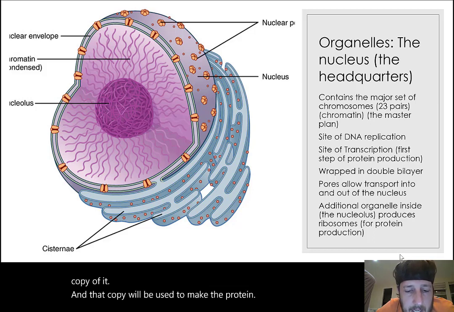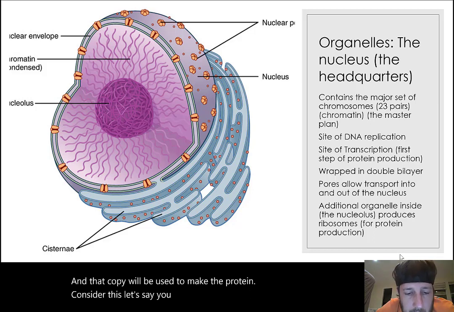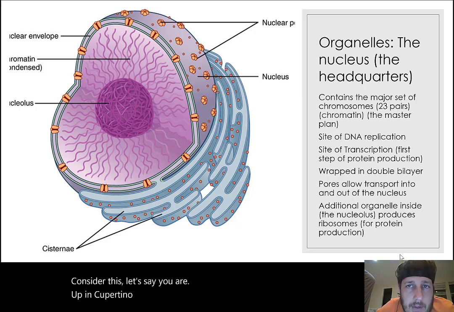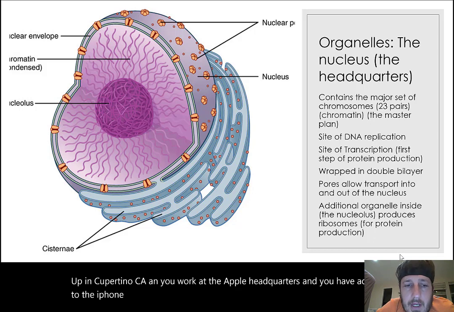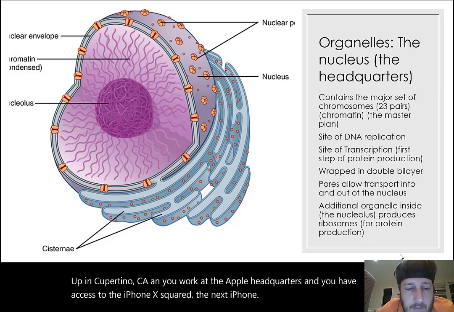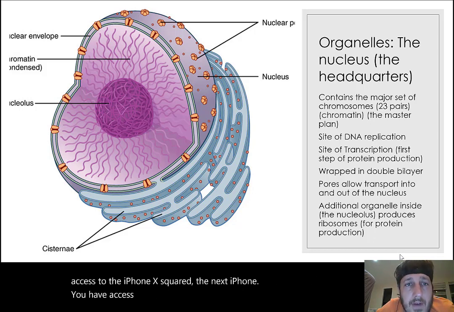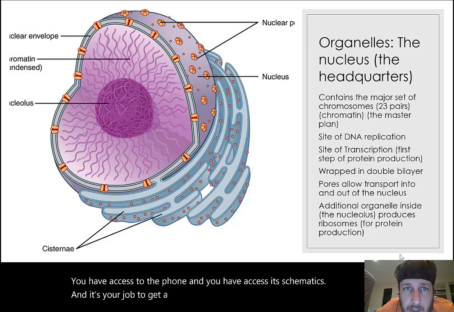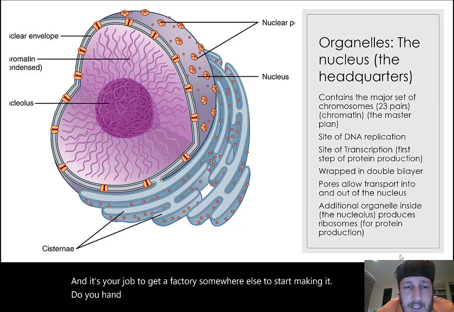Consider this. Let's say you are up in Cupertino, California, and you work at the Apple headquarters. And you have access to the iPhone X squared, the next iPhone. You have access to the phone and you have access to its schematics. And it's your job to get a factory somewhere else to start making it. Do you hand them the only existing phone and the only existing schematics?